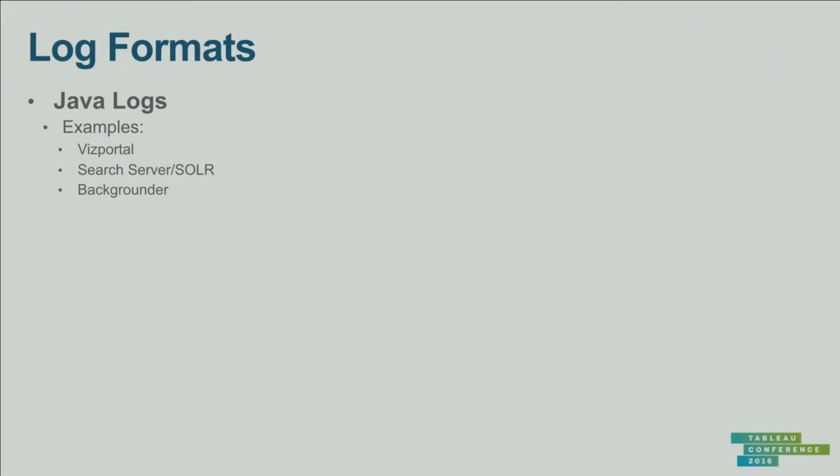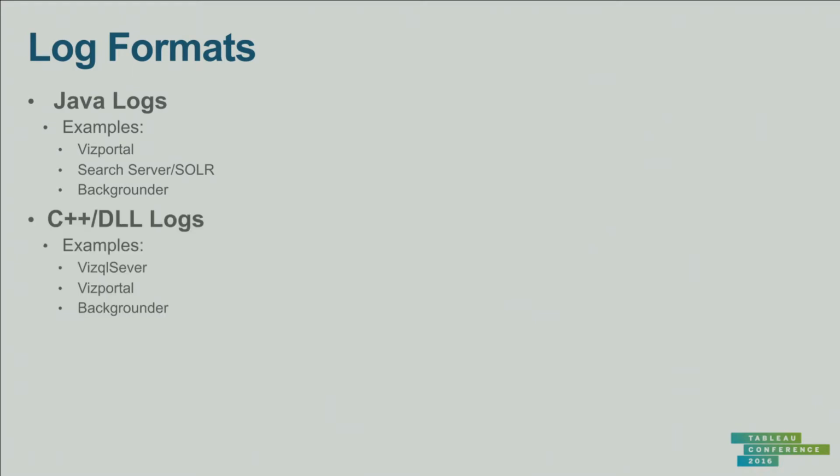So the Java logs are things like the viz portal logs, the server logs, background logs. They're really anything at our application layer, the top layer of everything. So if you start looking into the Java logs, you're going to see very high-level process actions. You'll see things like running this schedule or loading this view, authenticating this user, but you don't necessarily see the nitty-gritty of everything.